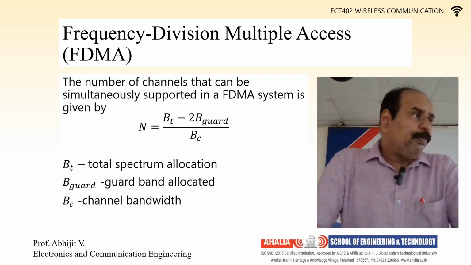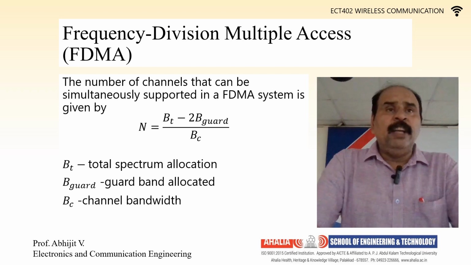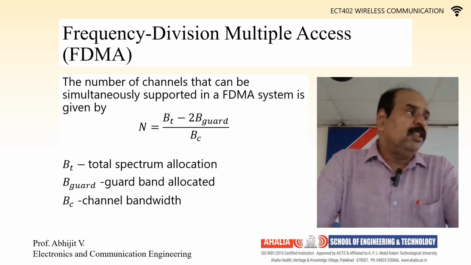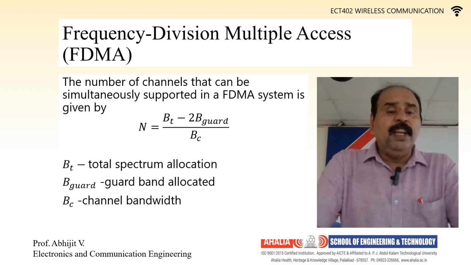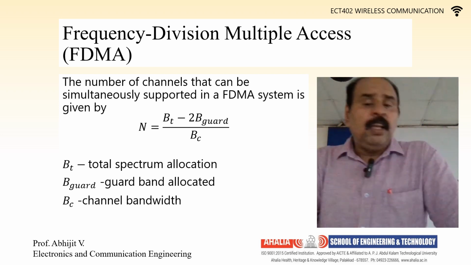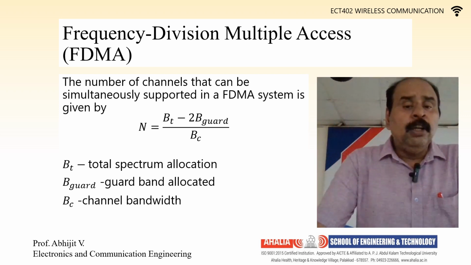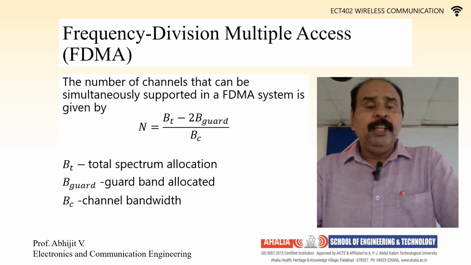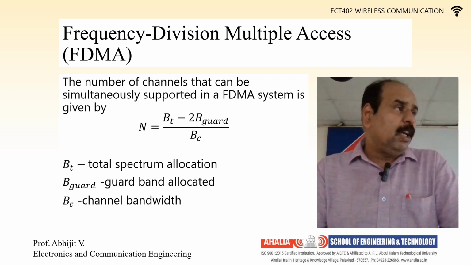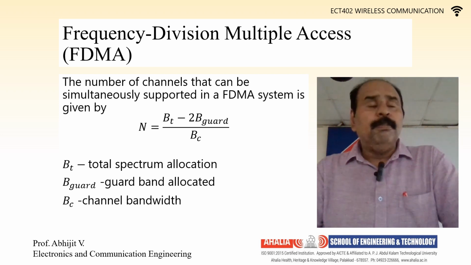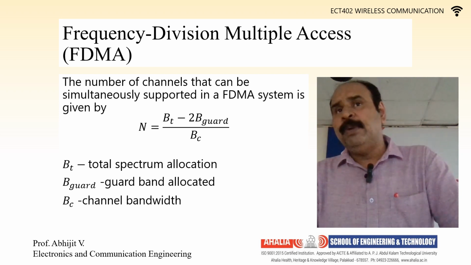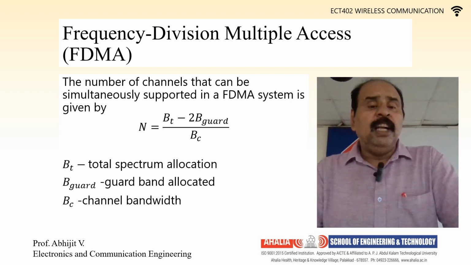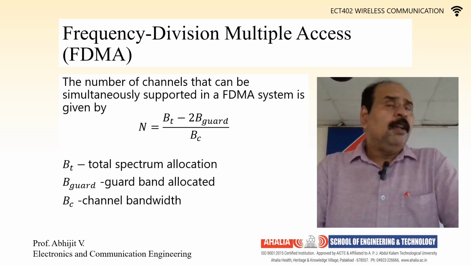In FDMA, the one most important formula that you have to study is the number of channels that can be simultaneously supported by an FDMA system, given by N equals (Bt minus 2 B guard) divided by Bc. Bt is the total spectrum allocation, whatever you have in total. B guard is the guard bandwidth or the frequency guard that is allotted, and Bc is the channel bandwidth.